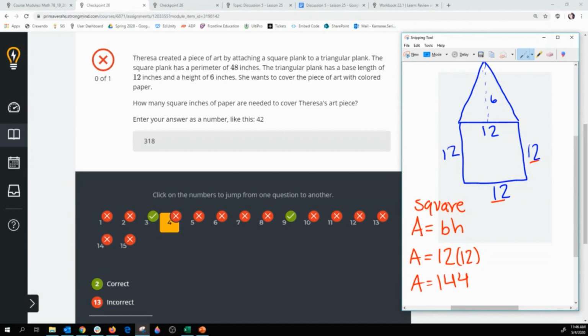So now let's look at the area of my triangle. So let's do triangle area. My formula would be 1/2 base times height. So I would have 1/2 times what times what?